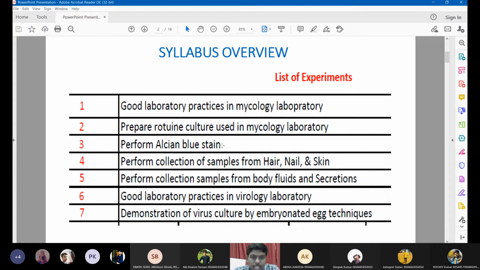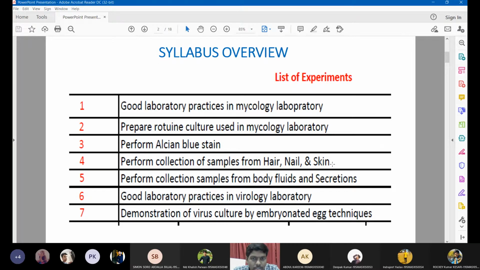Alcian blue stain is a special stain which is used for staining the mucopolysaccharides of the Cryptococcus neoformans capsule. This Cryptococcus neoformans capsule can be stained with the help of this Alcian blue stain, which of course causes brain infection. Such capsulated yeast cells can be stained with the help of this stain, right? Then the fourth experiment is performing collection of samples from hair, nail, and skin.